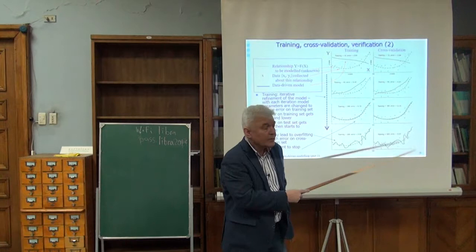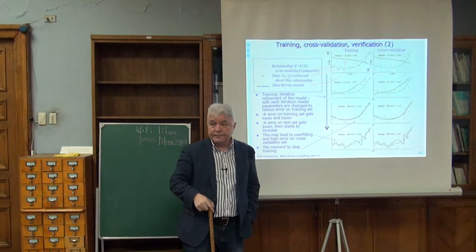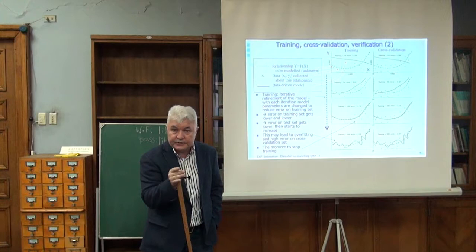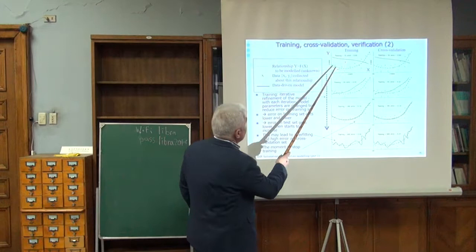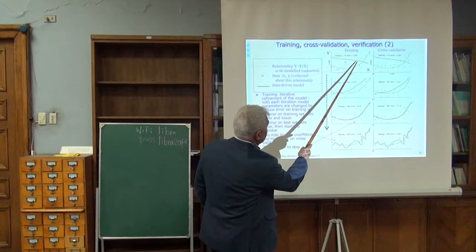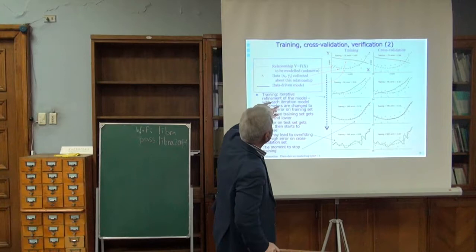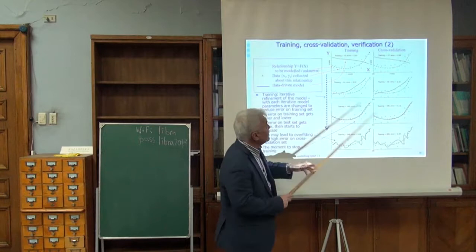The original data set is represented by these points. You see the points? This is the original data set. We're training a neural network model, which is a non-linear statistical model, and we draw the line from the model. This is modeled data. And the dashed line is the unknown relationship between X and Y.